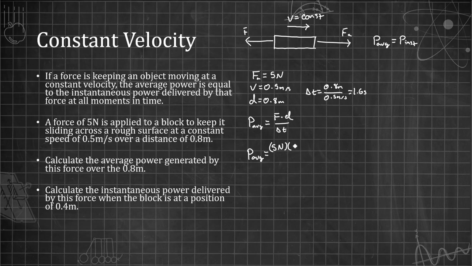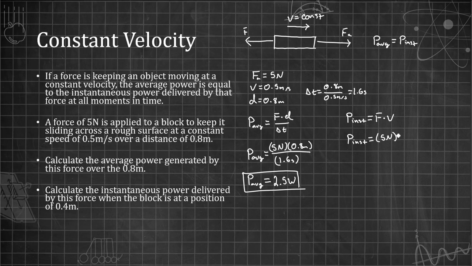So using the force value of 5 newtons, multiplying by the distance value of 0.8 meters, and then dividing by that time we calculated of 1.6 seconds, we get that the average power output of this force is 2.5 watts. Now if we want to compare the average power output to the instantaneous, we need to calculate the instantaneous. We know that the object is moving the same speed over the entire duration of time. So to find the instantaneous power, we just do the force of 5 newtons multiplied by the velocity of 0.5 meters per second, which is going to give us 2.5 watts, just like we got in the average power equation.